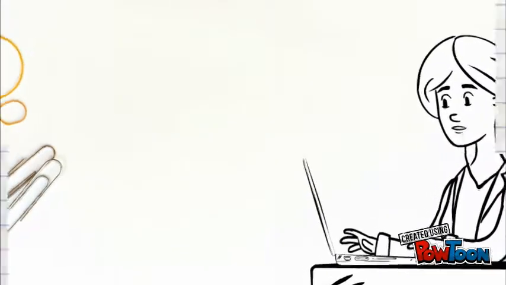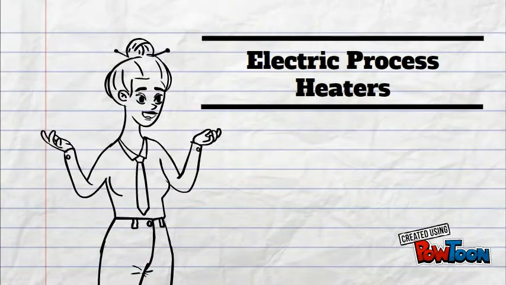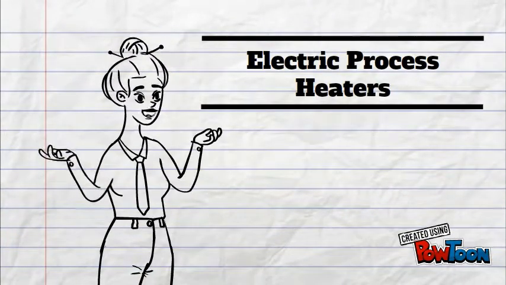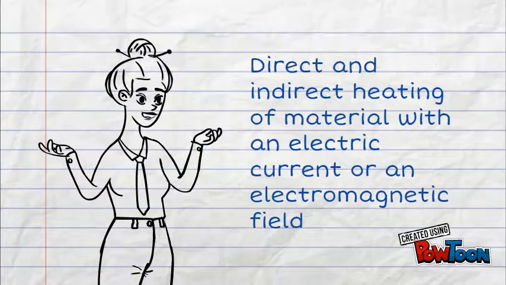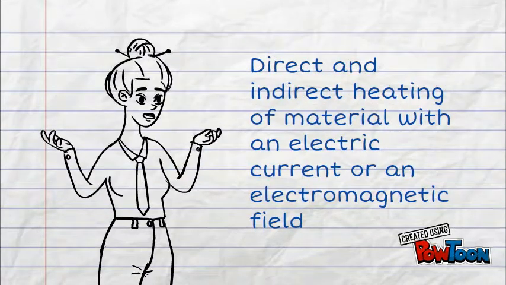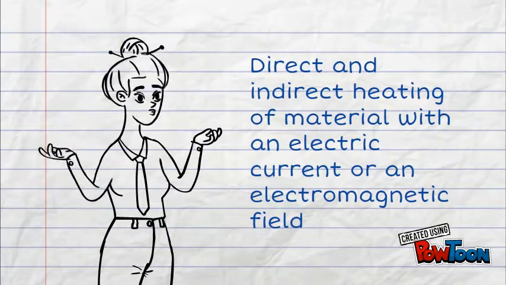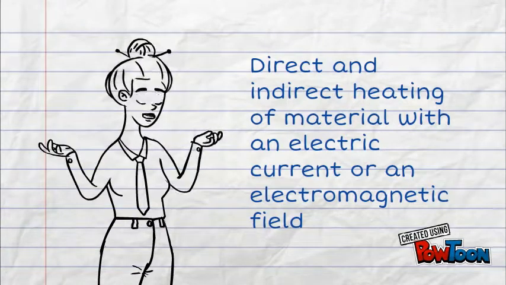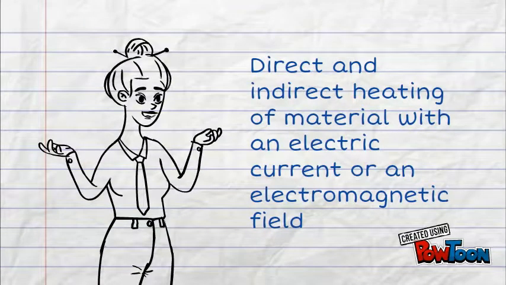I will talk about the electric process heater. In an electric process heater, the material is heated either by electric current or by an electromagnetic field in two different ways. The first way is by direct heating and the second is by indirect heating.